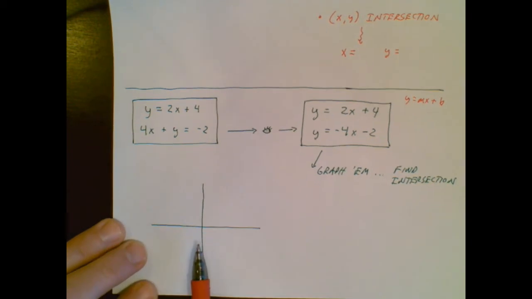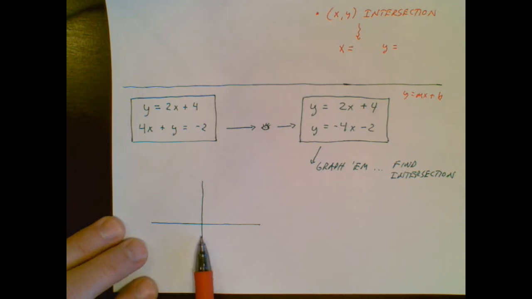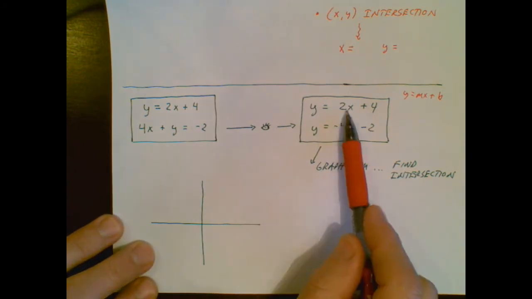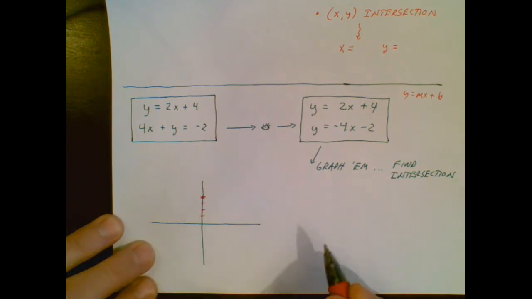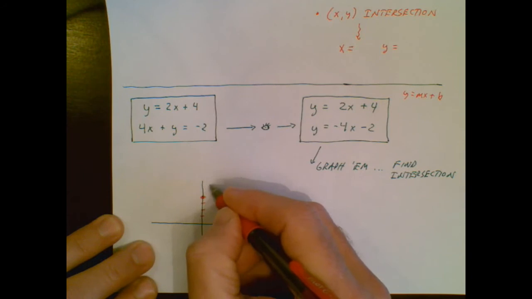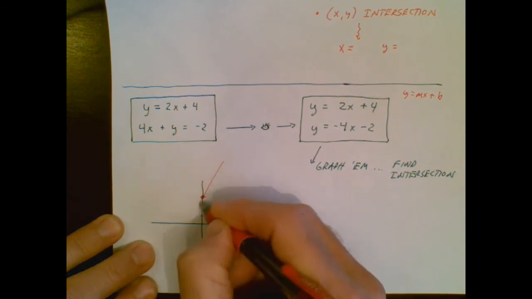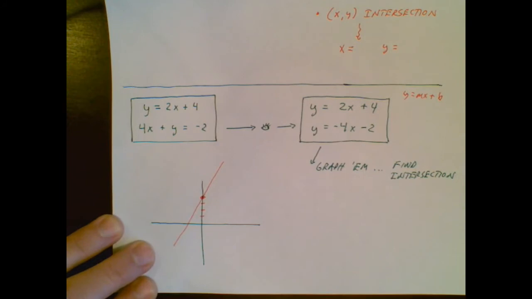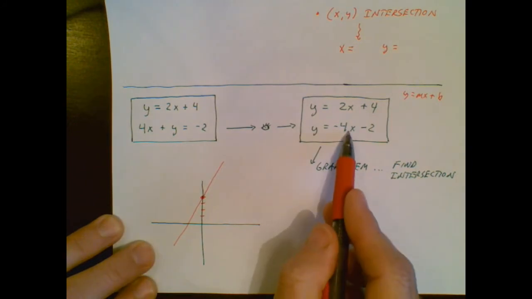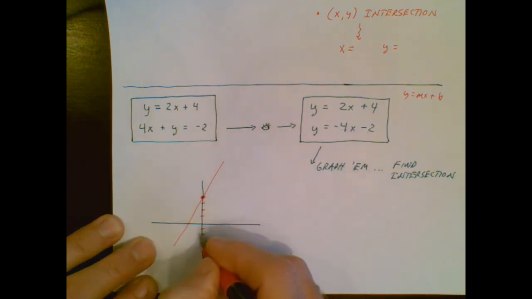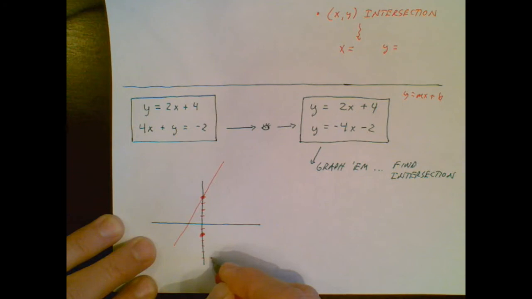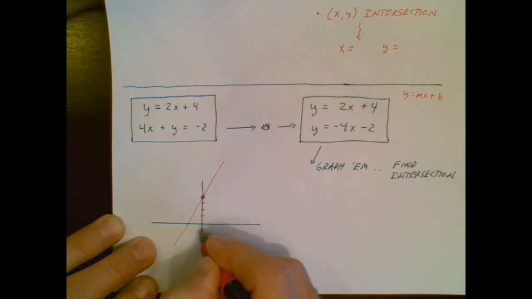So now, loosely speaking, and I'm going to show this to you more precisely on a coordinate grid in a moment, I take this first equation and I graph it. There's my y-intercept of 4, and my slope is 2, so it's going up 2 over 1. So I get something like that for my first equation. My second equation has a y-intercept of negative 2 and a slope of negative 4. So that's going to do something like down 4 over 1. And there would be another point. So I get something like that.